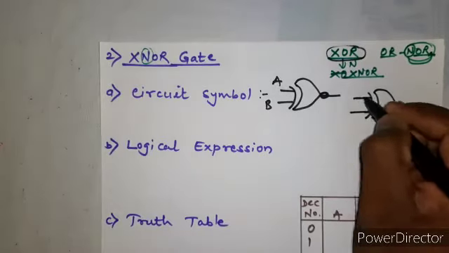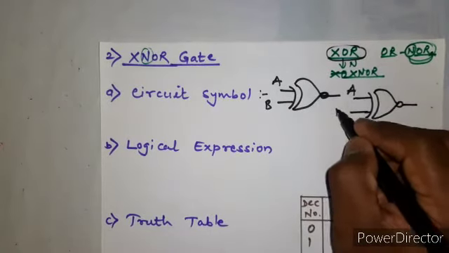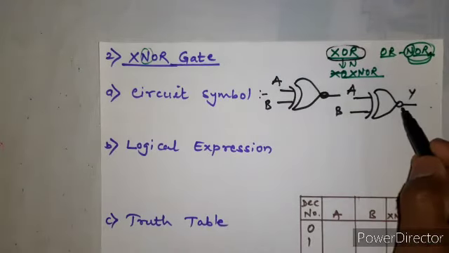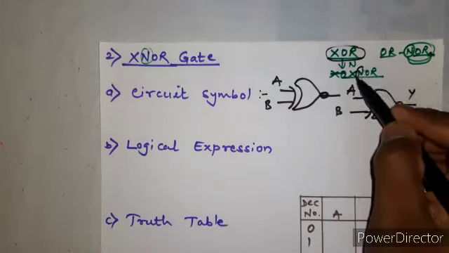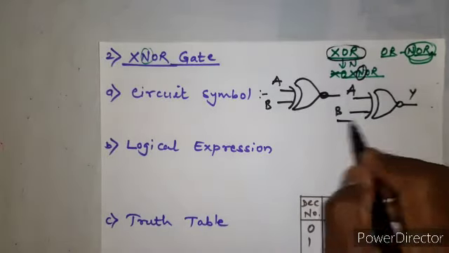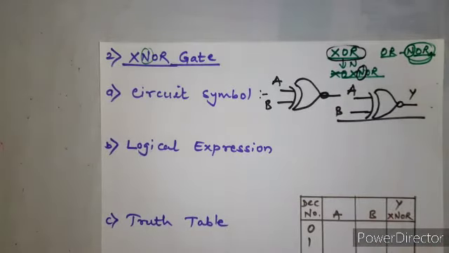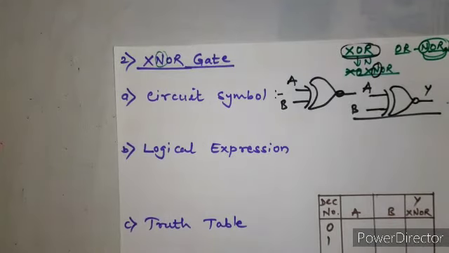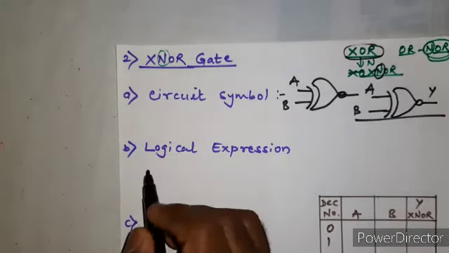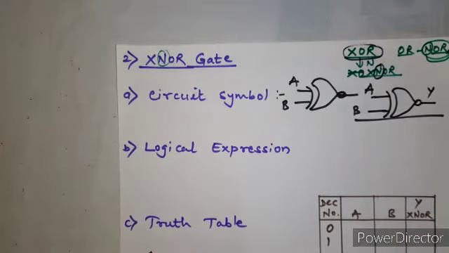This bubble, right? So this is A, this is B, and this is Y. You can see here, this bubble means N in this XNOR, right? So this is the circuit symbol for the XNOR gate. So what is the logical expression? Again, we can have three different logical expressions for the XNOR gate.